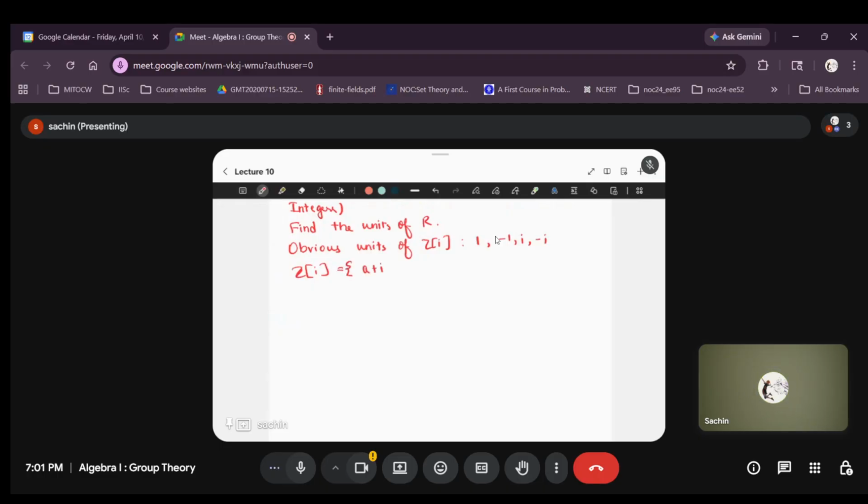In complex numbers, all non-zero elements have inverses in the ring of complex numbers. But here we have constrained a and b to be integers. Then their inverse might not be of this form. They might not have integer coefficients. So, what do you think? Which other elements have inverses?